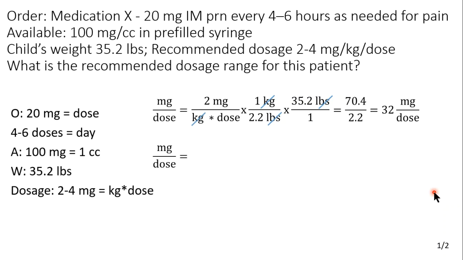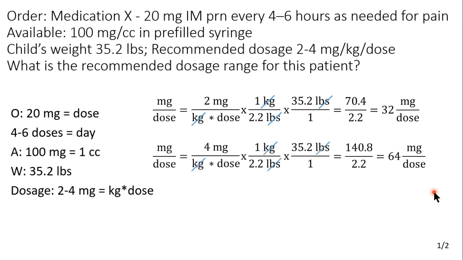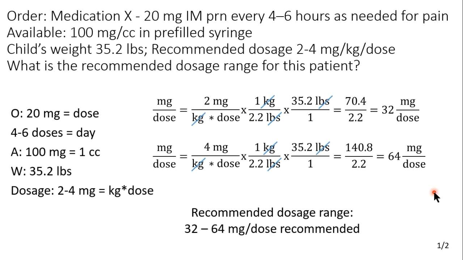So now we multiply times 4 milligrams per kilogram per dose, multiply times the conversion factor, multiply times the weight. Kilograms and kilograms cancel out, pounds and pounds cancel out. So we multiply 4 times 35.2, which gives us 140.8, and divide it by 2.2, which gives us 64 milligrams per dose. So the recommended dosage range for this patient is 32 to 64 milligrams per dose.